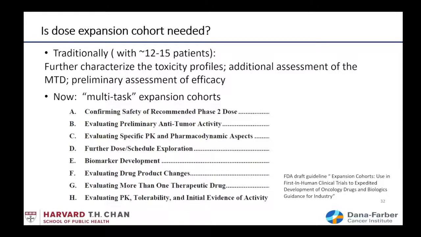Okay, next I want to briefly cover expansion cohorts, because the expansion cohort is an important component, and has become more important lately. We know the expansion cohort traditionally is 12 to 15 patients treated at the MTD level to further characterize the toxicity profile, with additional assessment of the MTD and preliminary assessment of efficacy. However, in recent years, the expansion cohort has been given many more tasks than what we listed here.